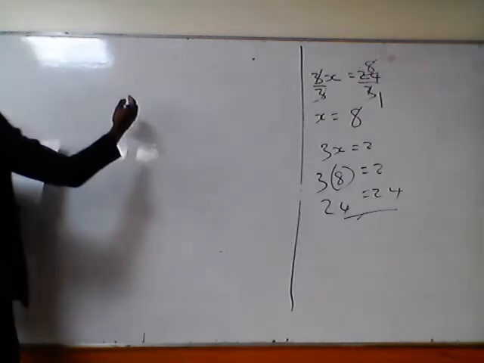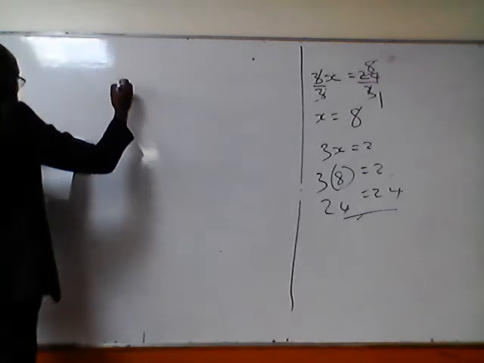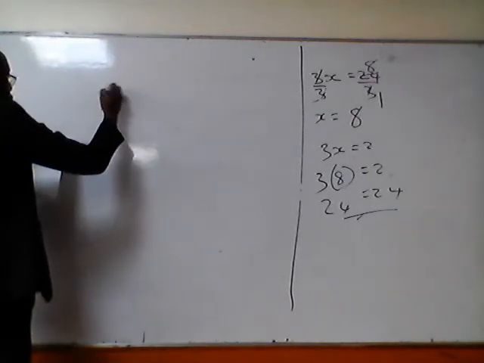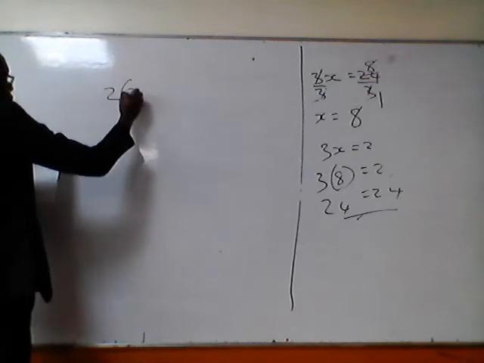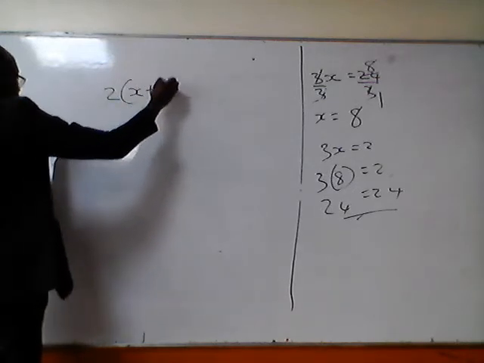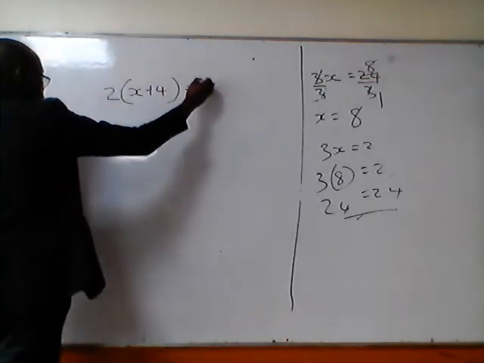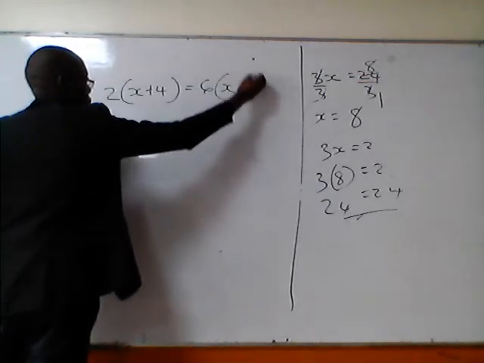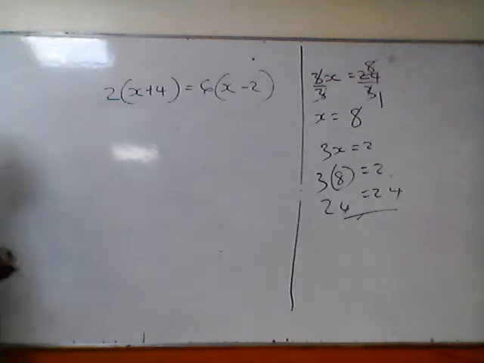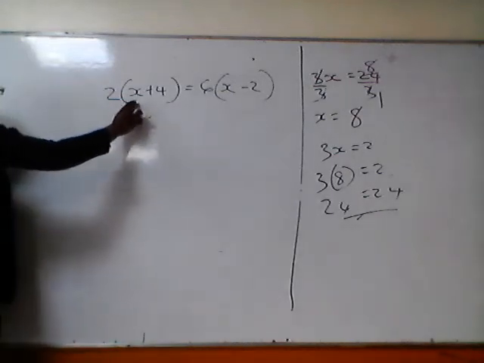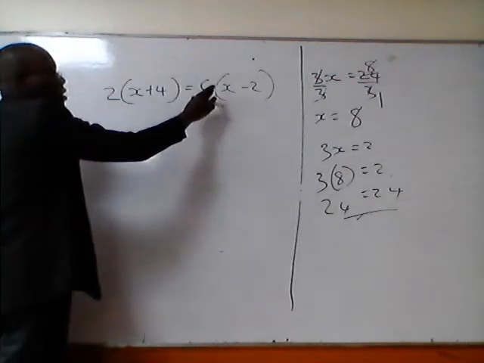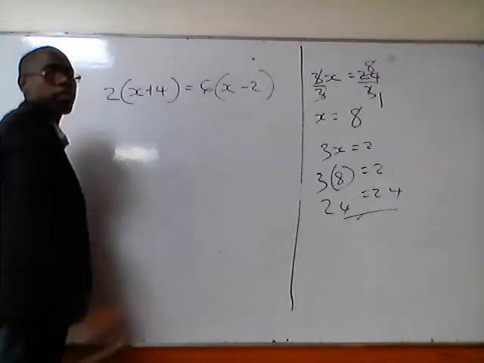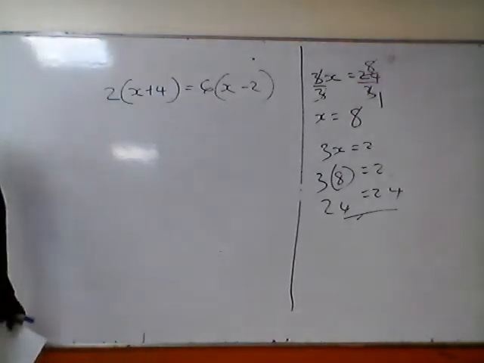You have a question like 2 into x plus 4 is equals to 6 into x minus 2. So you have this kind of particular equation: 2 into x plus 4 is equals to 6 into x minus 2. How do we solve this kind of particular equation?